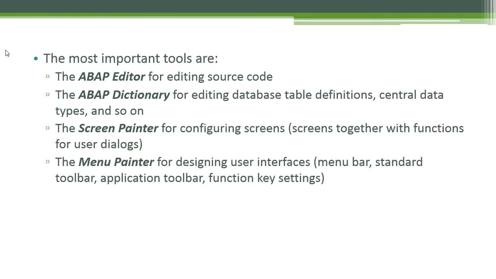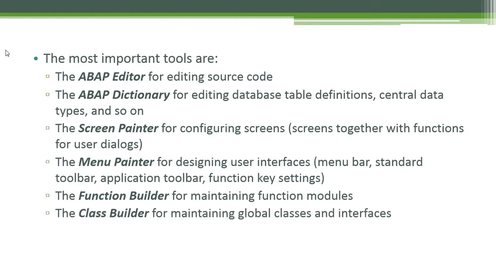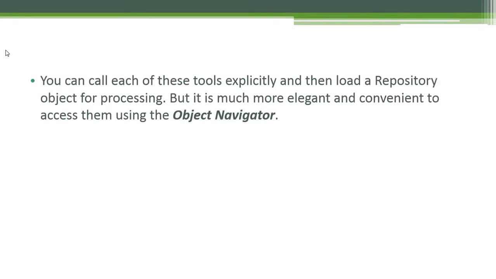the Menu Painter for designing user interfaces, menu bar, standard toolbar, application toolbar, function key settings, the Function Builder for maintaining function modules, the Class Builder for maintaining global classes and interfaces. You can call each of these tools explicitly and then load a repository object for processing, but it is much more elegant and convenient to access them using the Object Navigator.